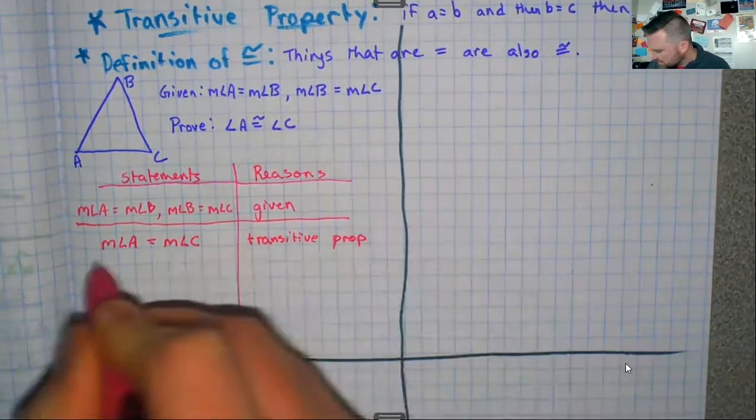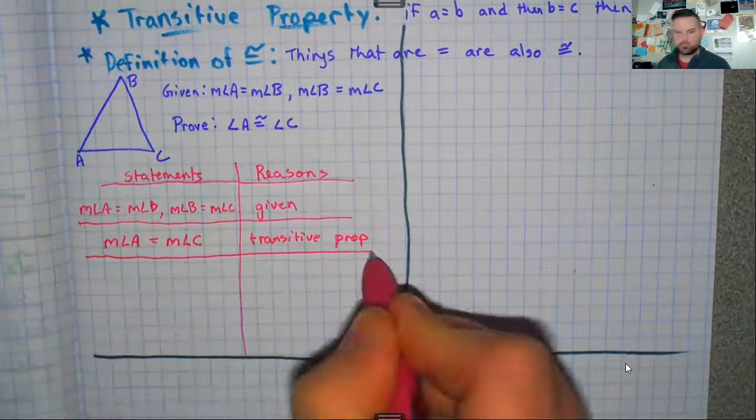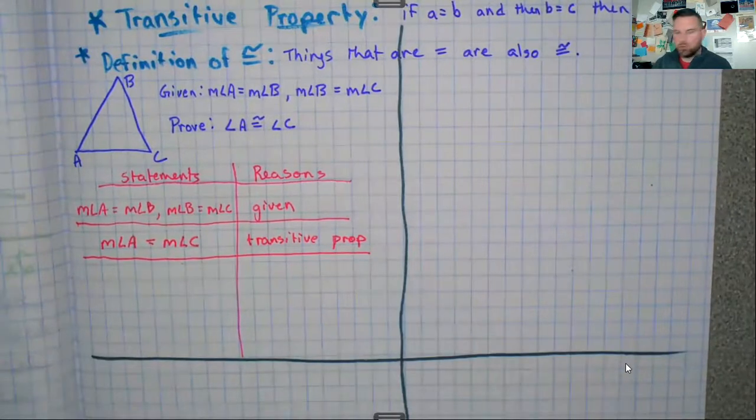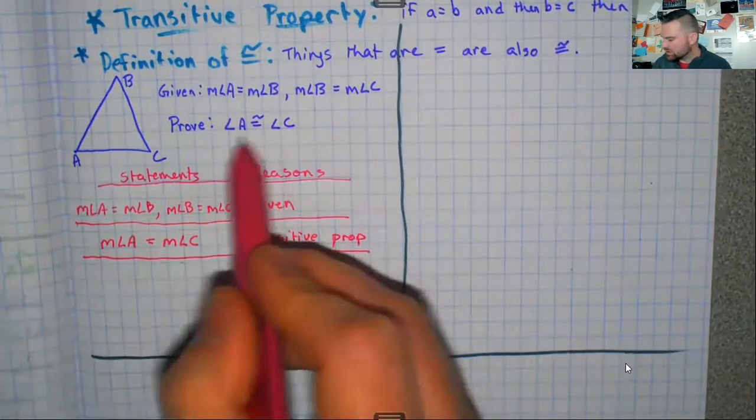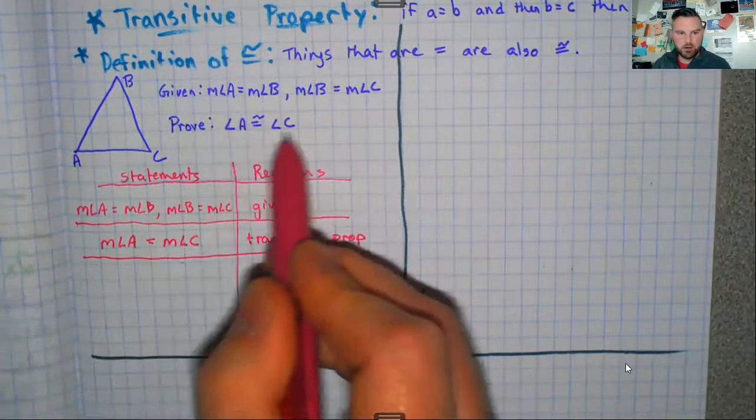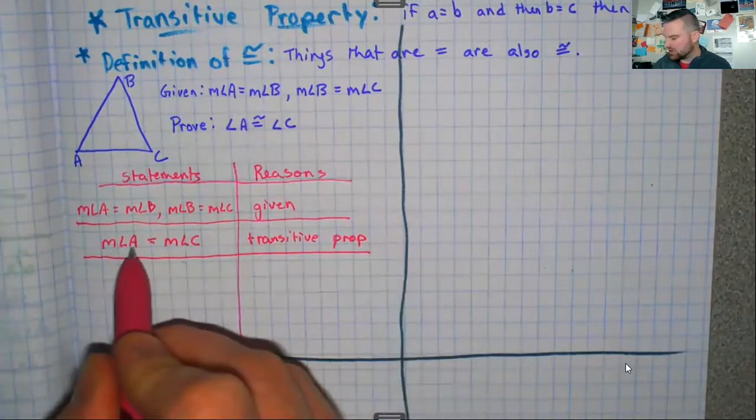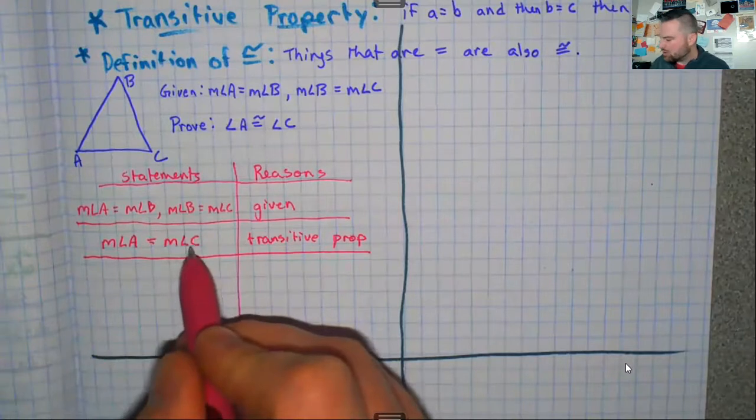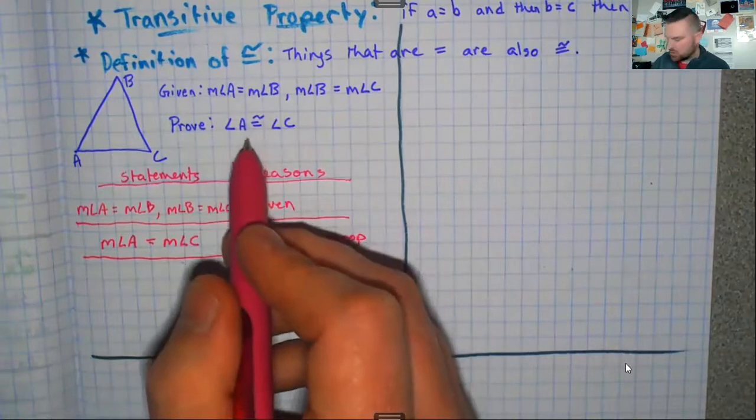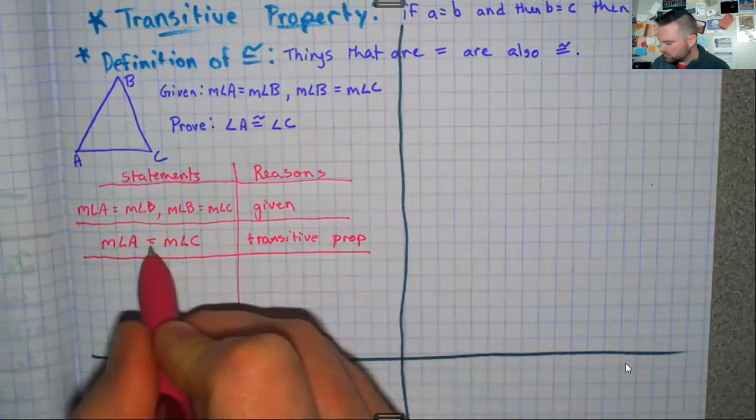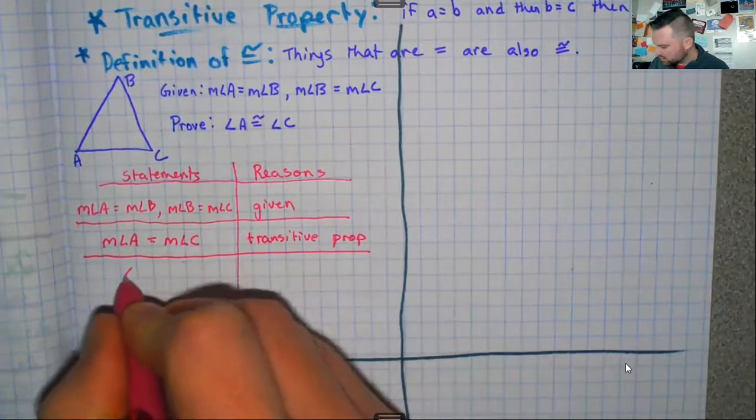That was linking them together. Okay, but if we look up here, our last statement should be this right here. I know that the measure of angle A equals the measure of angle B, but I want to know that they are congruent. Well, because they are equal, they are also congruent.